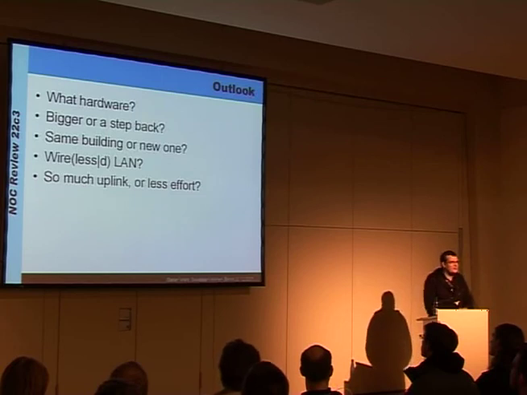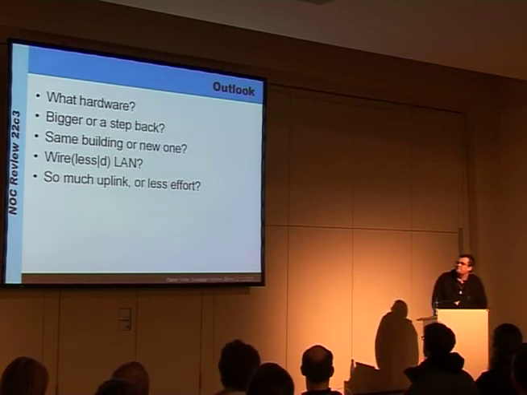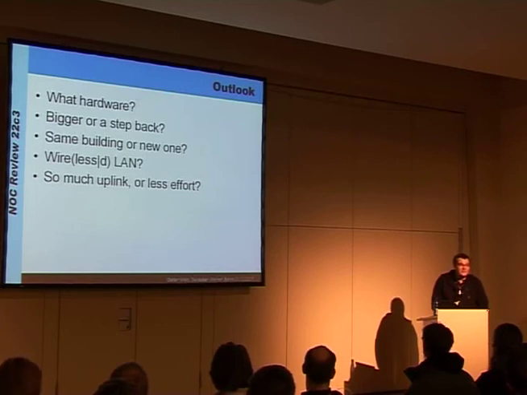So I have a quick look at next year. What hardware to use: a bigger step back, same building, new wireless LAN and wired LAN. So much uplink, less effort. You see all these signs: use more bandwidth. And I think it's not a joke, we have very potential sponsors here, and they like to see traffic on their network. So we proved this year that we can build a running network which is capable of pushing gigabits of traffic.